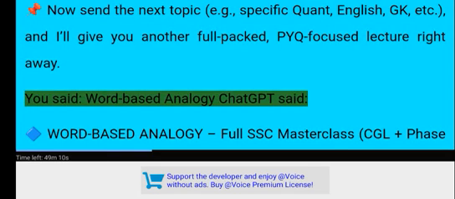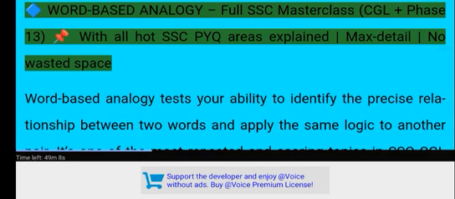You said: word-based analogy. ChatGPT said: Word-based analogy, full SSC masterclass, CGL plus Phase 13, with all hot SSC PYQ areas explained, max detail, no wasted space.